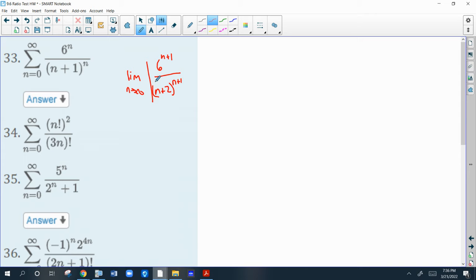Now, this is an exponential function. It's not polynomial anymore, so that looks like it might be a little trouble. Reciprocate the nth term, and then we're going to try to simplify as much as possible. Sixes are going to be easy. We're going to be left with the 6 up top.